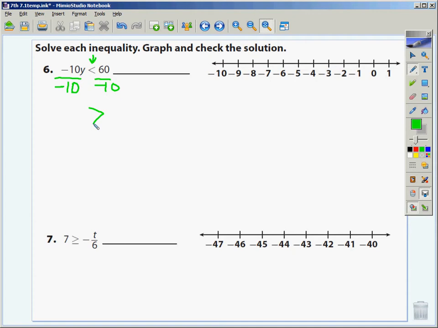It is going to be open, but I do have to flip it. This is going to be y. And when I take 60 and divide it by a negative 10, it's going to give me what kind of 6? -6. It's going to be an open circle on negative 6. So you always have to flip it. If I'm dividing or multiplying by a negative, what do I have to do to that symbol? That's the only time I have to flip it, is if I multiply or divide by a negative.